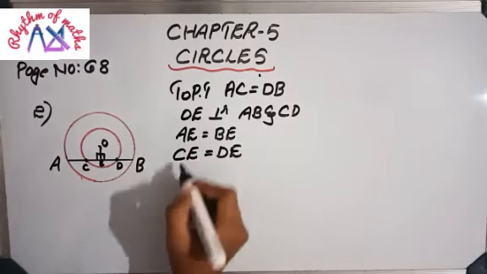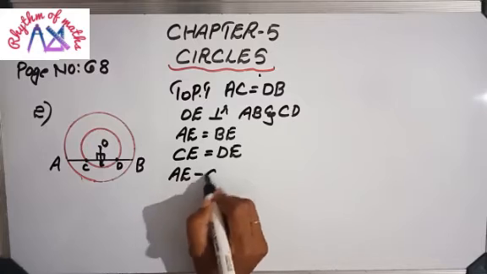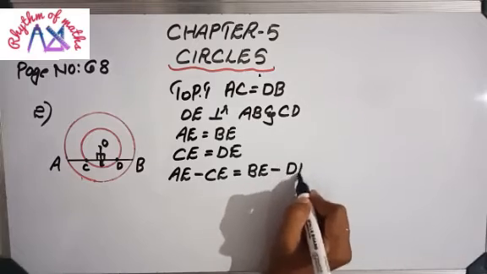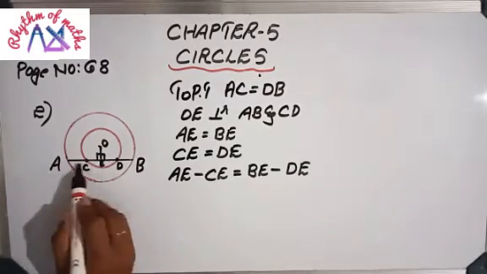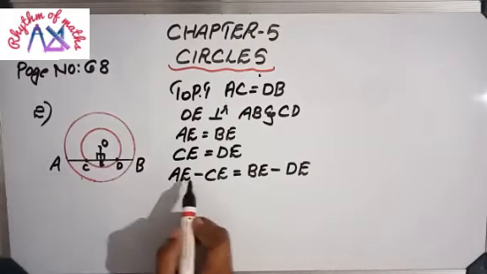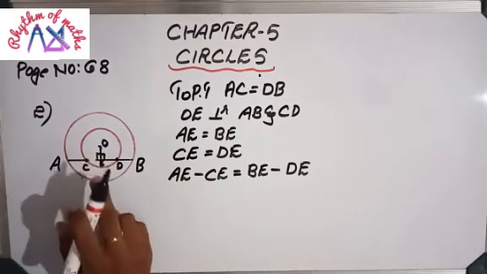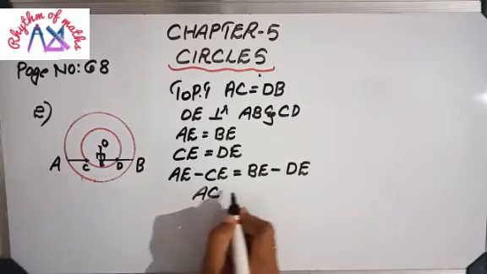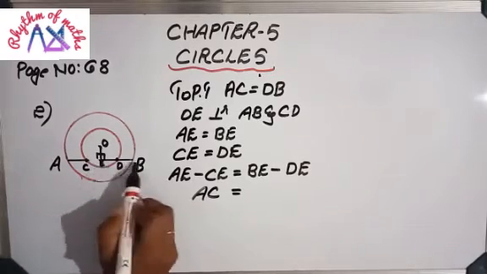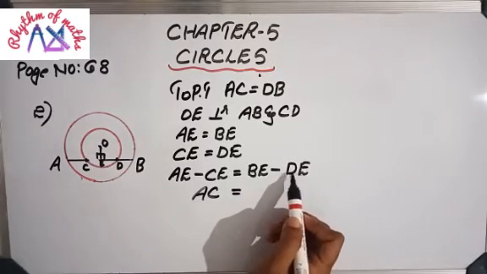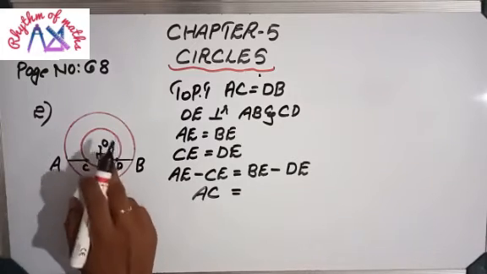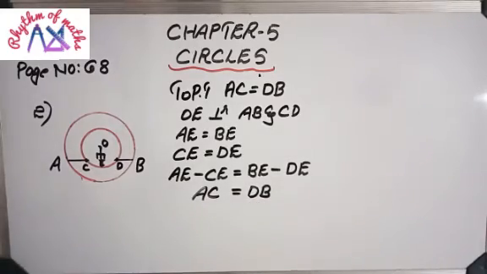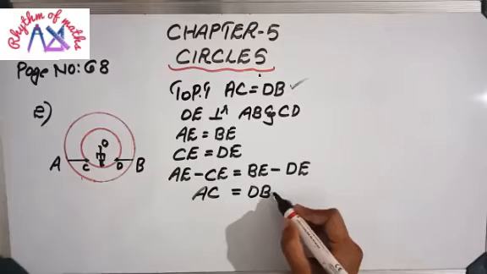Now let's subtract. AE minus CE equals, from the second portion, BE minus DE. What will be the answer? From the total line AE, we are subtracting CE, that means we cut CE. Then AC will remain. So AC equals the total line BE, from which we cancel DE, the second portion. DB will remain. What we needed to prove, AC equals DB, we got here.